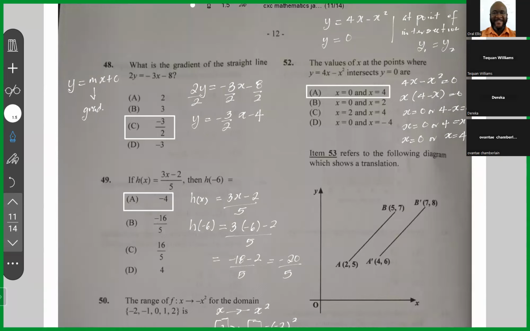Now you're multiplying two values and you're getting 0. If you're multiplying two numbers and you're getting 0, it is either the first number is 0 or the second number is 0. And you solve both equations to get x is equal to 0 and x is equal to 4.